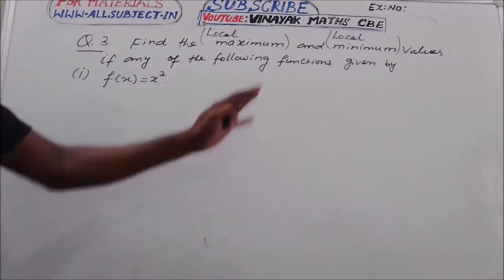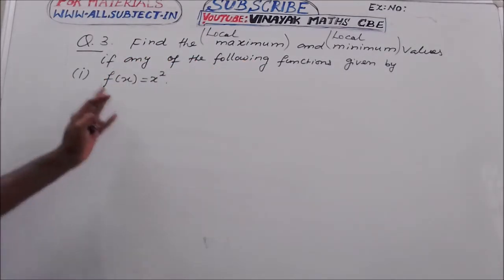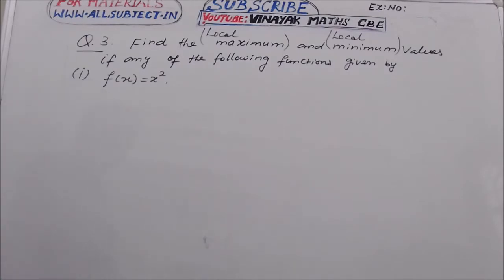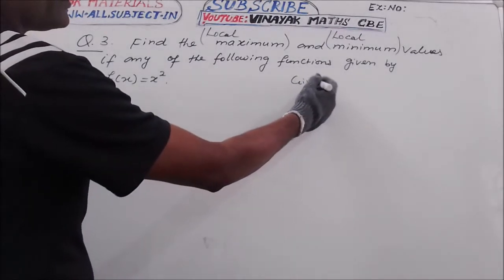Find the local maximum and local minimum values, if any, of the following functions. Subdivision 1: f of x is equal to x square. There is a procedure to find the local maximum and local minimum. The first one is, given f of x.